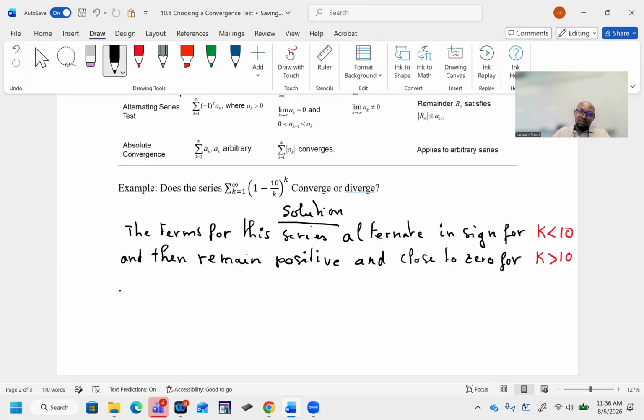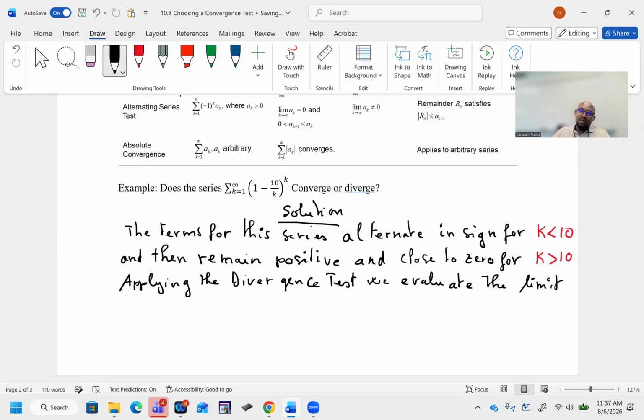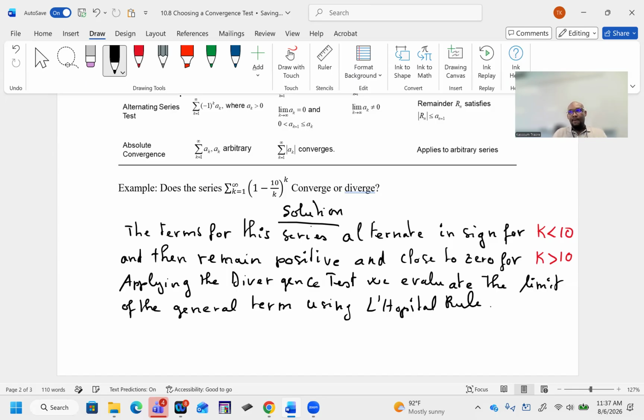So let's apply the divergence test. We evaluate the limit of the general term using L'Hopital rule. So if you use L'Hopital rule, we will find what?